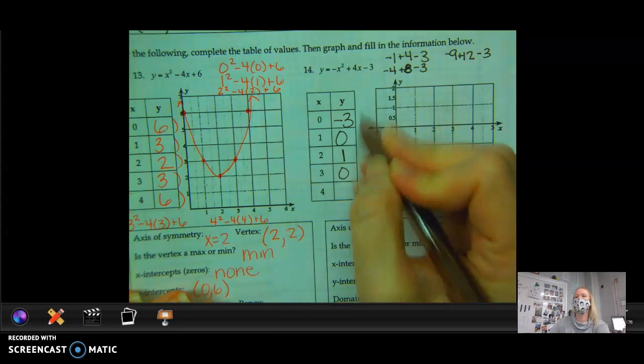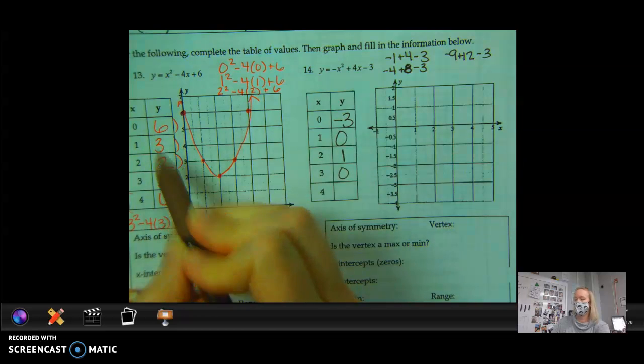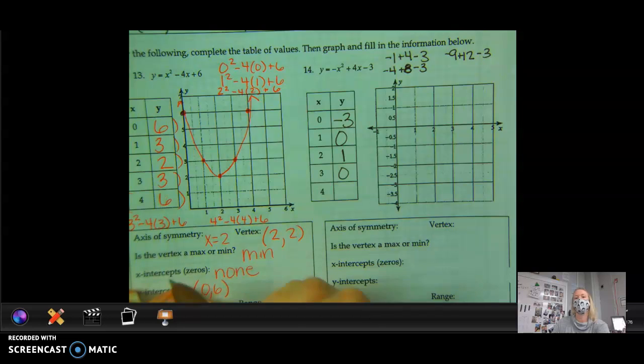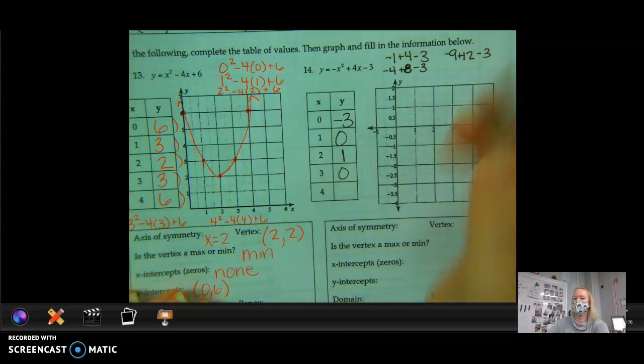Do you see what happens with your numbers in the table if you're doing it correctly? It happened over here too. We went 6, 3, 2, then we started going back up because it has to make that U shape. So at some point it's going to have to redo it. What should we expect this number to be? Negative 3, what we had on the 0. So let's see if it is.